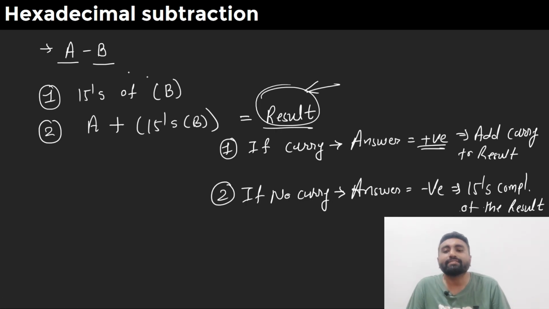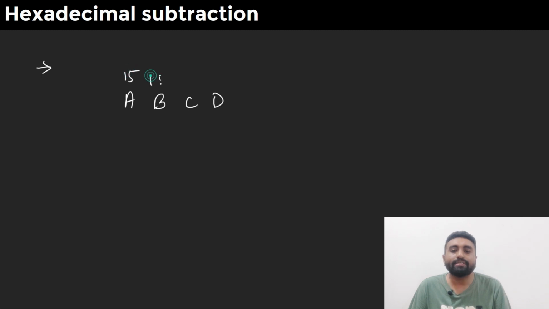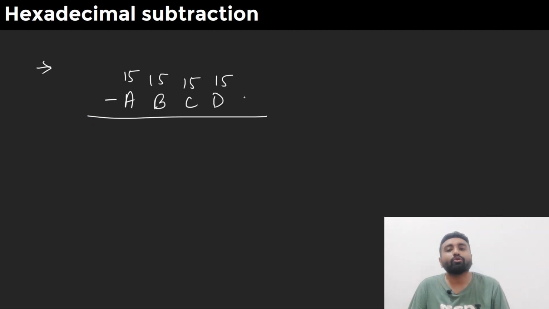In the first step, as you can see, we need to find the 15's complement of the number B. So we need to understand how to find the 15's complement, and that is also very easy. Let's say you have any number, I'm taking one randomly, let's say A, B, C, D. For this number we need to find the 15's complement. Each digit is going to be subtracted from 15, and the answer is going to be the 15's complement of this number. So 15 minus D, now D is 13, so 15 minus D is going to be 2, right? 15 minus C is going to be 3. 15 minus B is going to be 4, and 15 minus A is going to be 5.